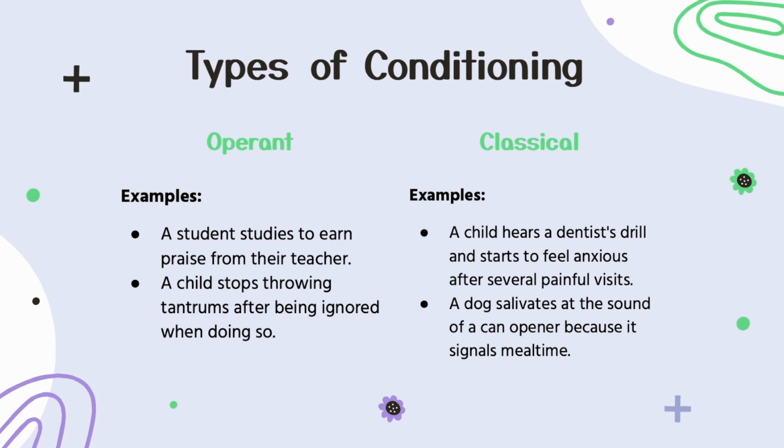For operant conditioning, we have a student studies to earn praise from their teacher. They're actively studying. Next we have a child stops throwing tantrums after being ignored when doing so. They're changing their behavior. For classical conditioning, a child hears a dentist drill and starts to feel anxious after several painful visits. And lastly, we have a dog salivates at the sound of a can opener because it signals mealtime.